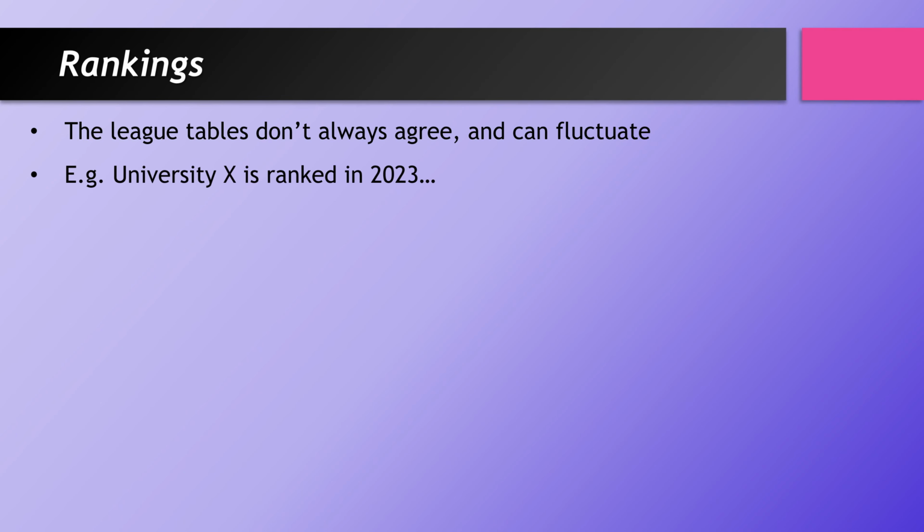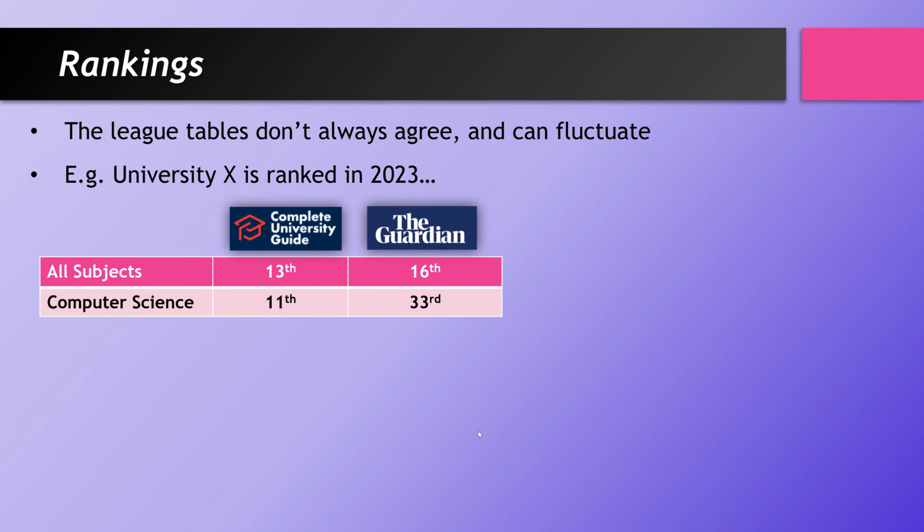So, for example, just a university, I won't name it, you can probably find out if you're desperate, is currently ranked slightly differently in 2 different league tables. So it's 13th according to the Complete University Guide and 16th according to the Guardian in all of their subjects. Now that is a difference which I think is very insignificant. They're very similar. That's not a huge difference, right? I wouldn't think too much about 3 places.